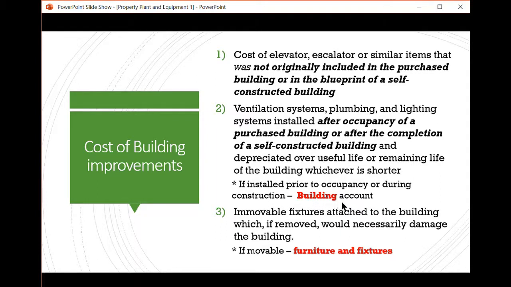Immovable fixtures attached to the building, which if removed would necessarily damage the building, it's part of the building improvements. Immovable. Dili siya ma-transfer. If the items are movable, then that's part of the furniture and fixtures.